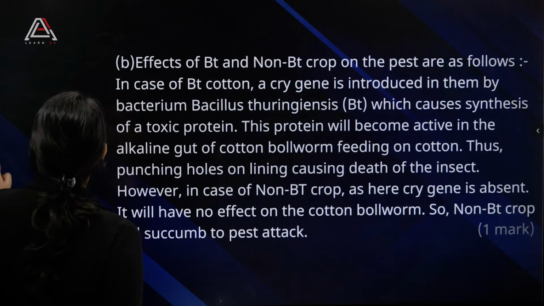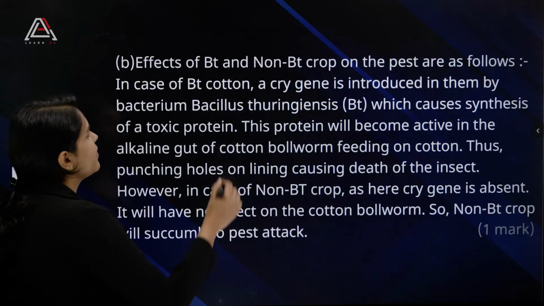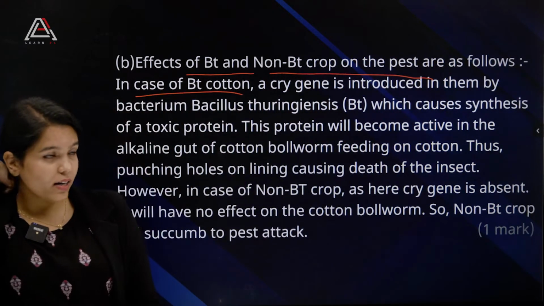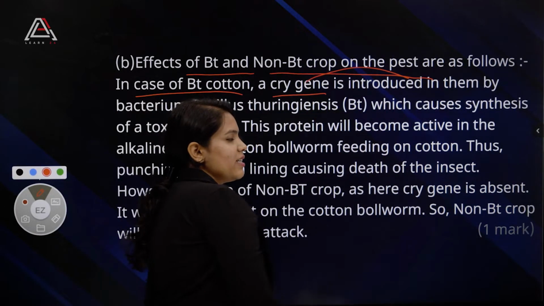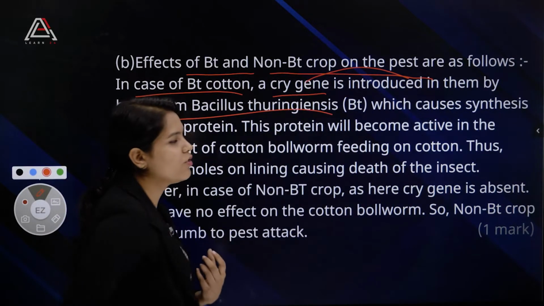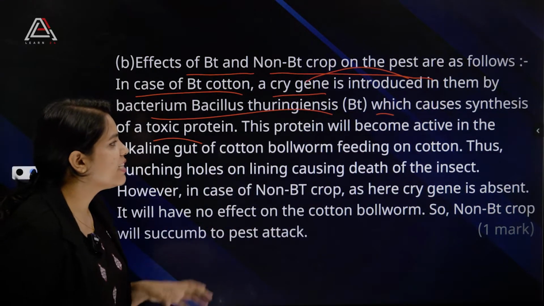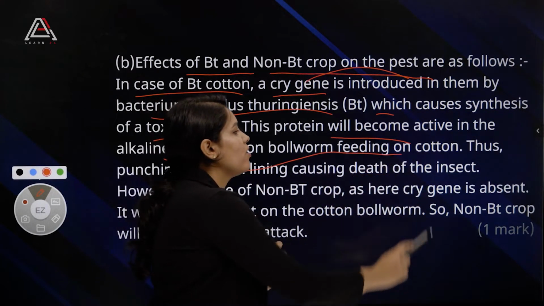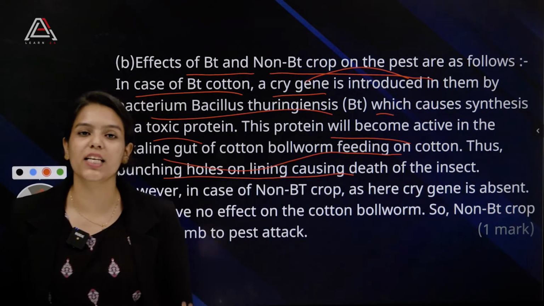And talking about part B, that is the effects of cotton bollworm on both of them, that is BT and non-BT, it follows. BT cotton has a cry gene, introduced into the crop from the bacterium Bacillus thuringiensis, which causes the synthesis of a toxic protein. This protein will activate in the gut of the cotton bollworm feeding on the cotton, thus punching holes in the lining, causing the death of the insect eventually.